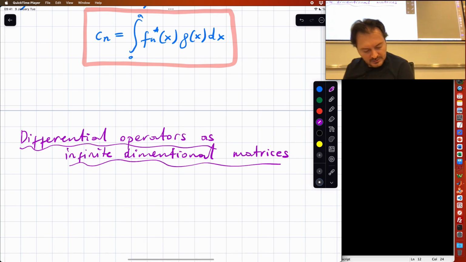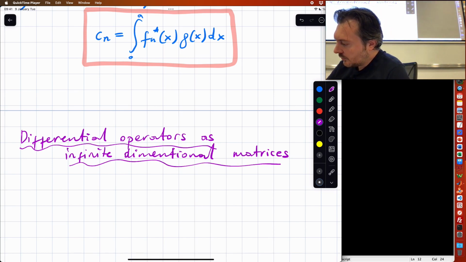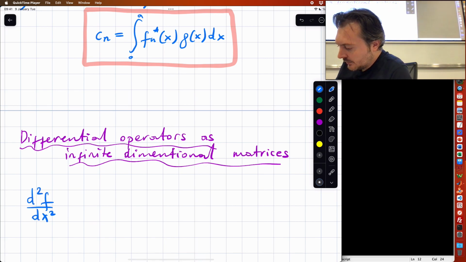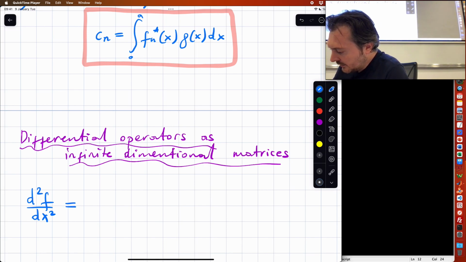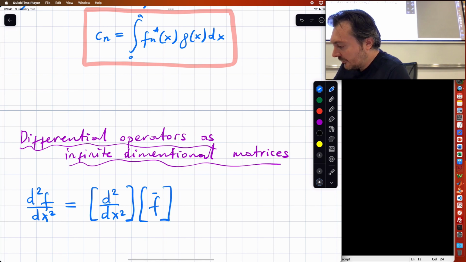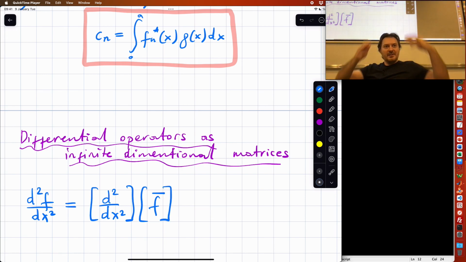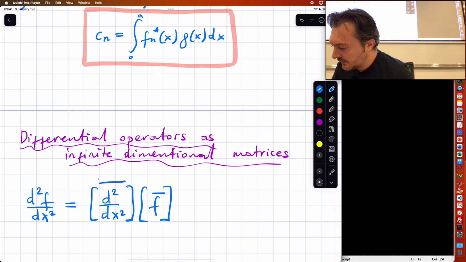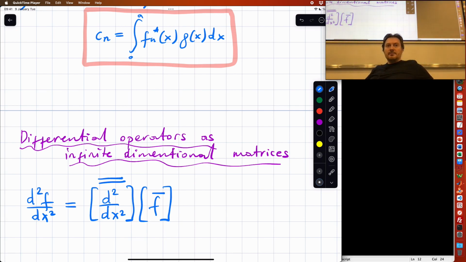So let me in particular talk about d squared f over dx squared. Think of it this way. There is d squared over dx squared operating on function f. And function f, we have thought about it, is an infinite dimensional vector. What is then this one? It turns out that this is a matrix. Why is it a matrix? Let me go as far as I can, then we stop.